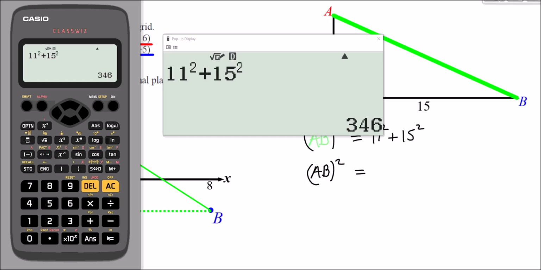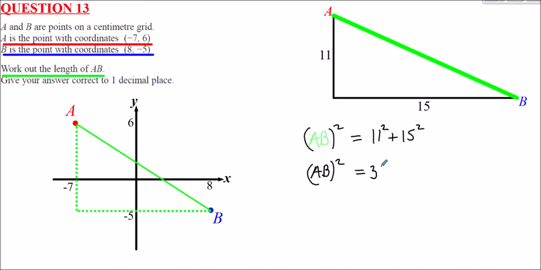That gives us a total of 346. So we can just write this down. Therefore, to work out what AB is, we just need to square root that. So therefore, AB is going to be the square root of 346.